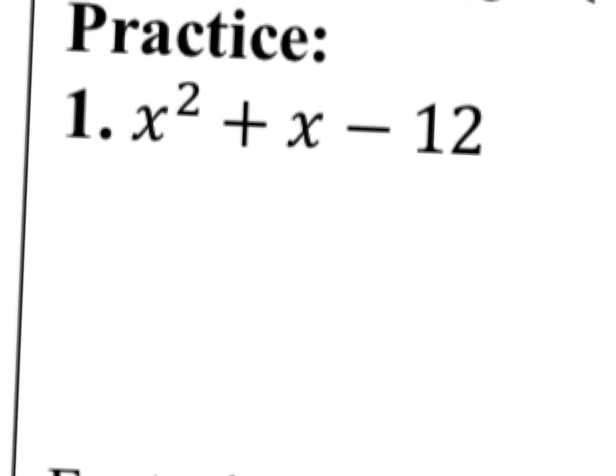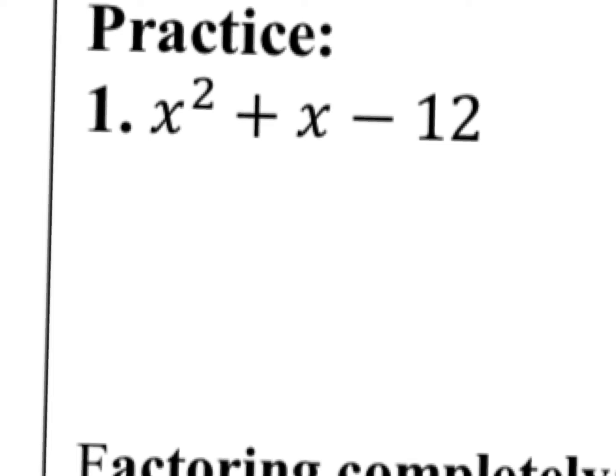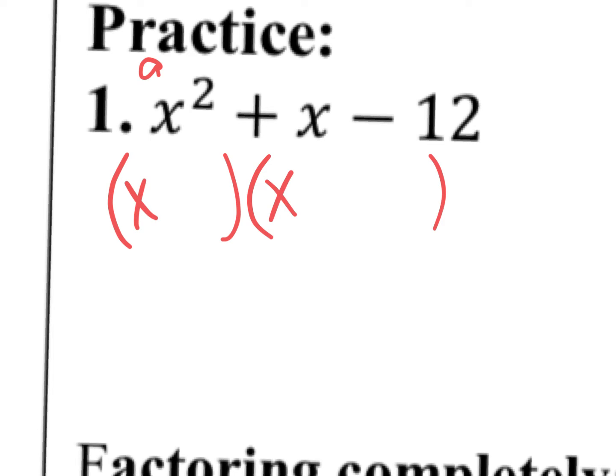Check this out. Number 1. I know I'm kind of rushing through it. I apologize. The a value is 1. Because the a value is 1, because there's no number right there, I could jump right into this. There's my format, my factored form format. Now, why could I do this? Because I know that when I distribute, x times x is x squared.